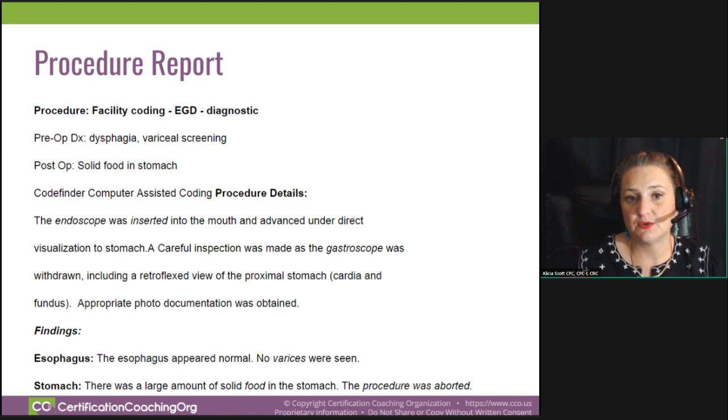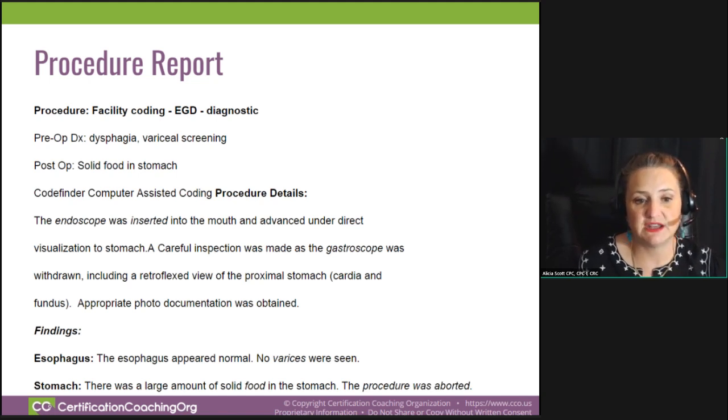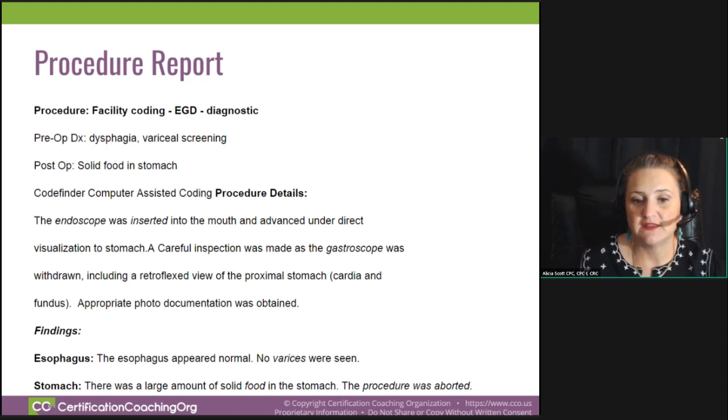Whenever they do an upper or lower GI, they're always going to take pictures. Okay, so what were the findings? The findings are the esophagus appeared normal. There were no varices that they could see. And then the stomach, there was a large amount of solid food in the stomach. The procedure was aborted.